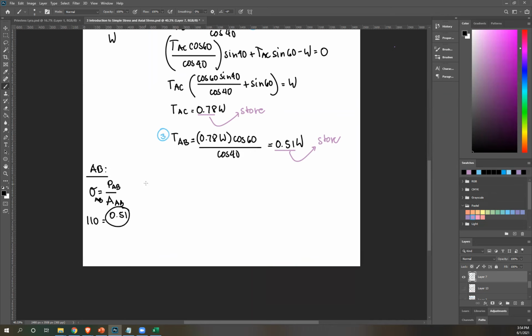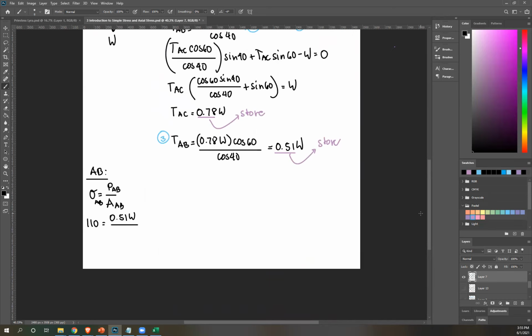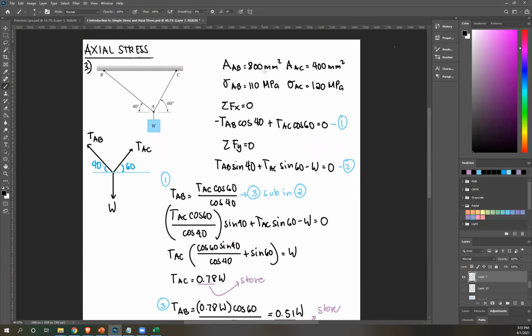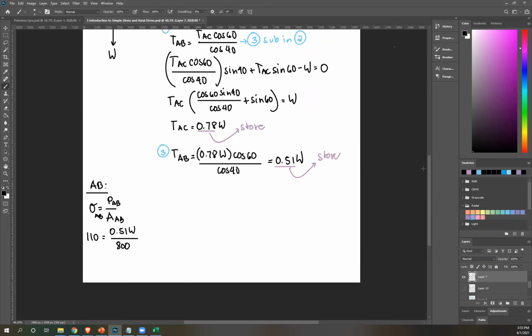So copy 0.51. Again, please use the stored value of this weight over area. Area of AB is also given, 800. Make sure your units are uniform. Recall, this is MPa, Newton per millimeter squared. Area is millimeter squared. So yes, they're consistent. They're both millimeter squared. And then the unit that you'll have for force is Newton. Please solve. What's W?